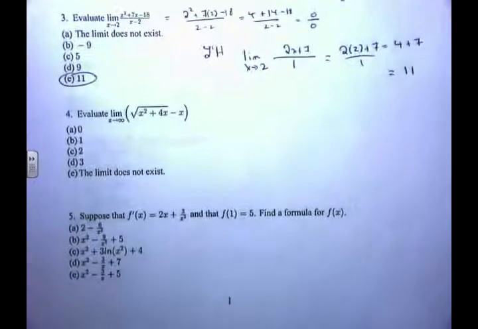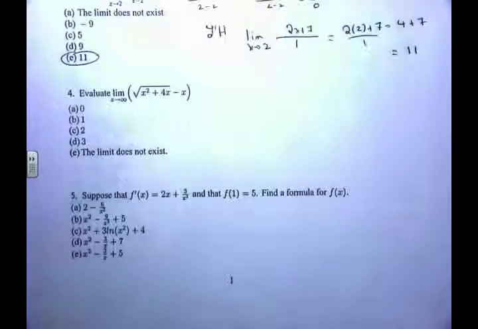Here we go. Take a look at this next guy. This next guy is the one that people started to really mess up on this final exam. Take the limit as x approaches infinity of the square root of x squared plus 4x minus x.